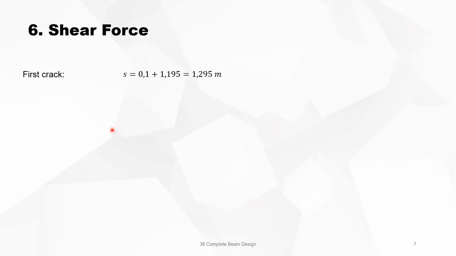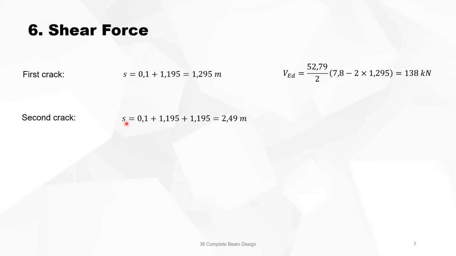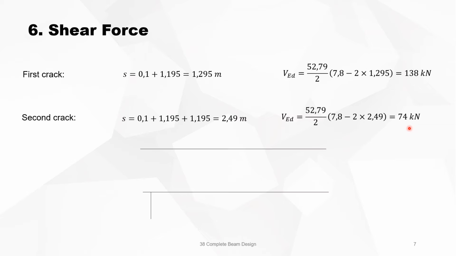Then we look at the first crack. This is at the distance S equals 0.1 plus d cotangent theta, which is 1.295 meters. VEd, the shear force at that point, is 138 kilonewton. We look at the second crack. It's d cotangent theta further on, and that's 74 kilonewton.